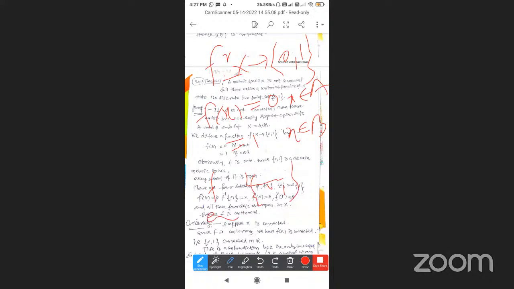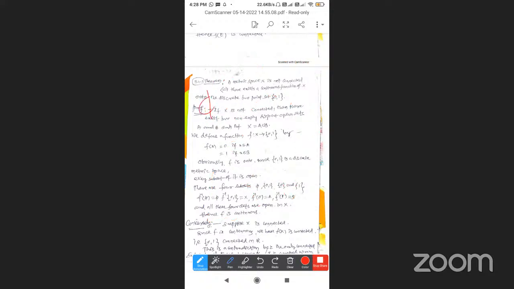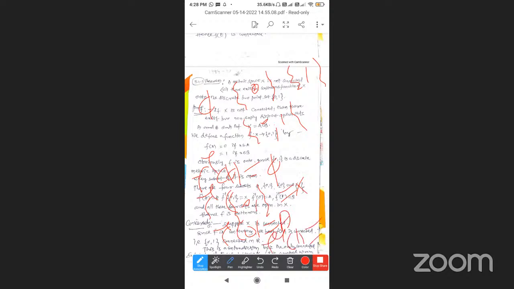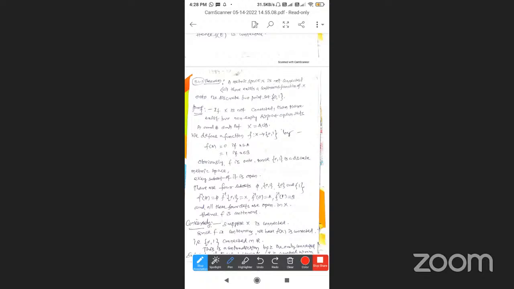Every subset of it is open. What are the 4 subsets of the two-point set? The empty set, singleton 0, singleton 1, and {0, 1}. F inverse of empty set is empty, F inverse of {0, 1} is X, F inverse of 0 is A, F inverse of 1 is B. All these 4 sets are open in X. Hence F is continuous.